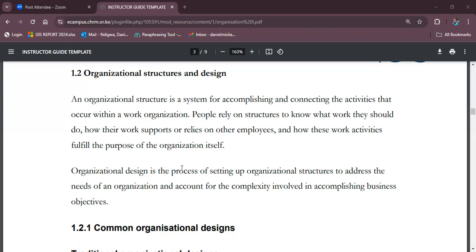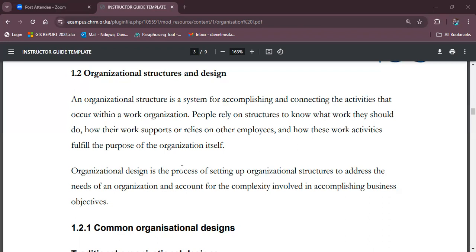So today we are going to talk about organizational structure and design. When we talk about organization structure, what comes into our mind is that we are talking about hierarchy. The organization structure provides a framework that will help you to understand the flow of command. For example, who is supposed to report to whom, and what are some of the responsibilities that they need to achieve.